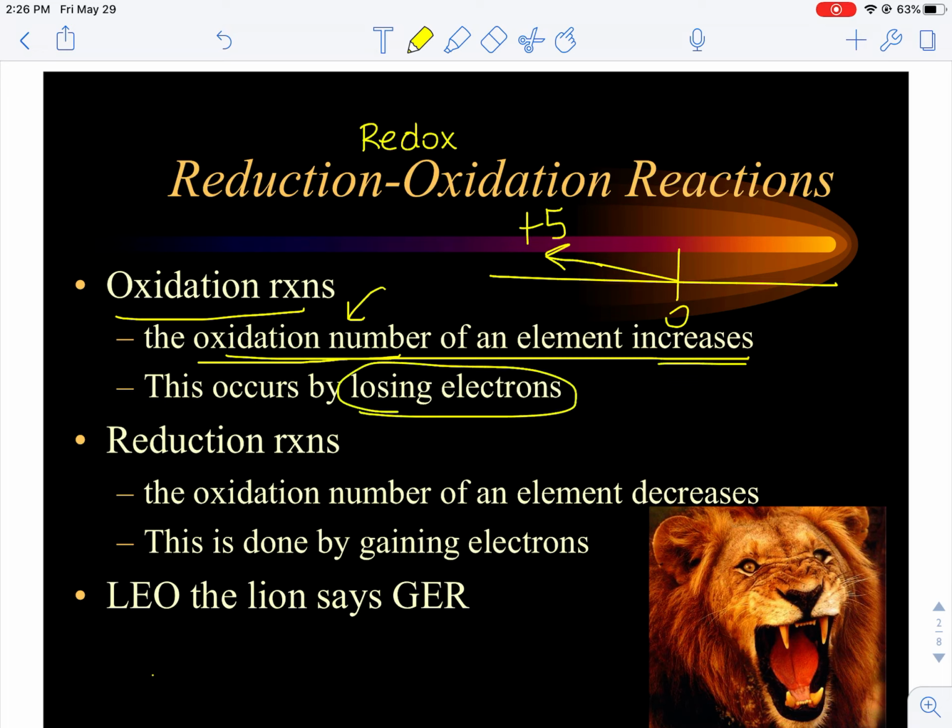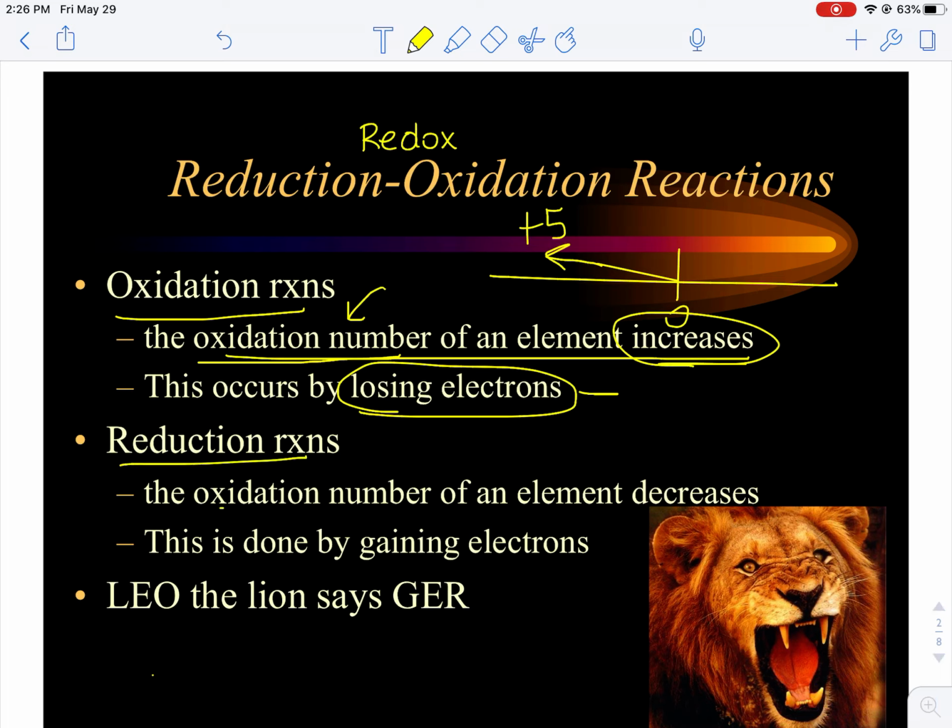And this happens when atoms lose electrons. Remember that electrons are negatively charged. So if my atom is losing negative charge, it's becoming more positive. Therefore, the element's oxidation number will increase.